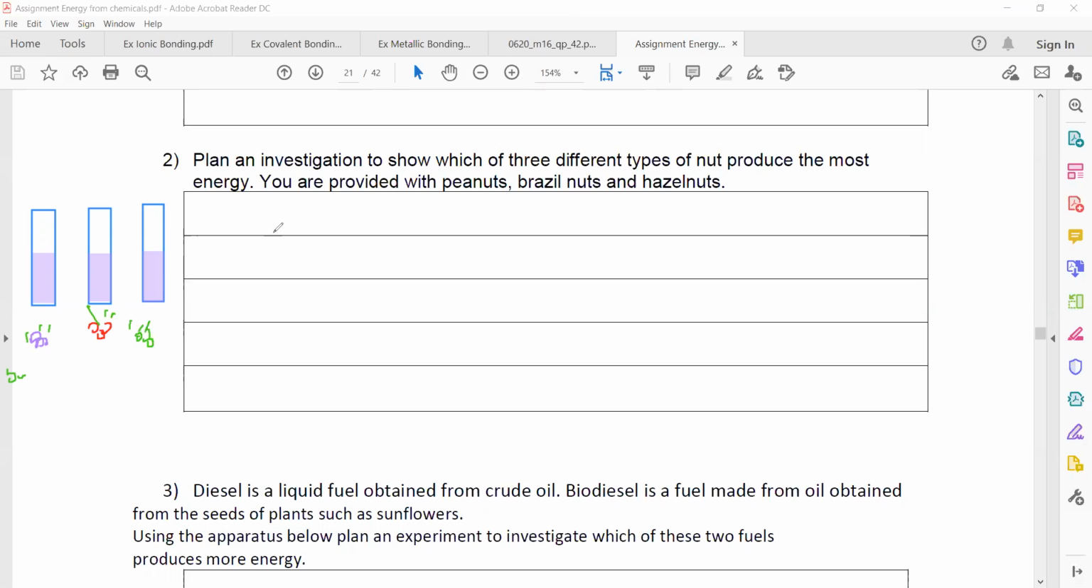So how will we know which produces the most energy? How can we identify? Then we'll compare the temperature change. The test tube which shows the greatest change in temperature, like this is the thermometer, gives an idea which nut produces the most energy, because the one which produces the most energy causes a greater change in temperature. Is it clear?